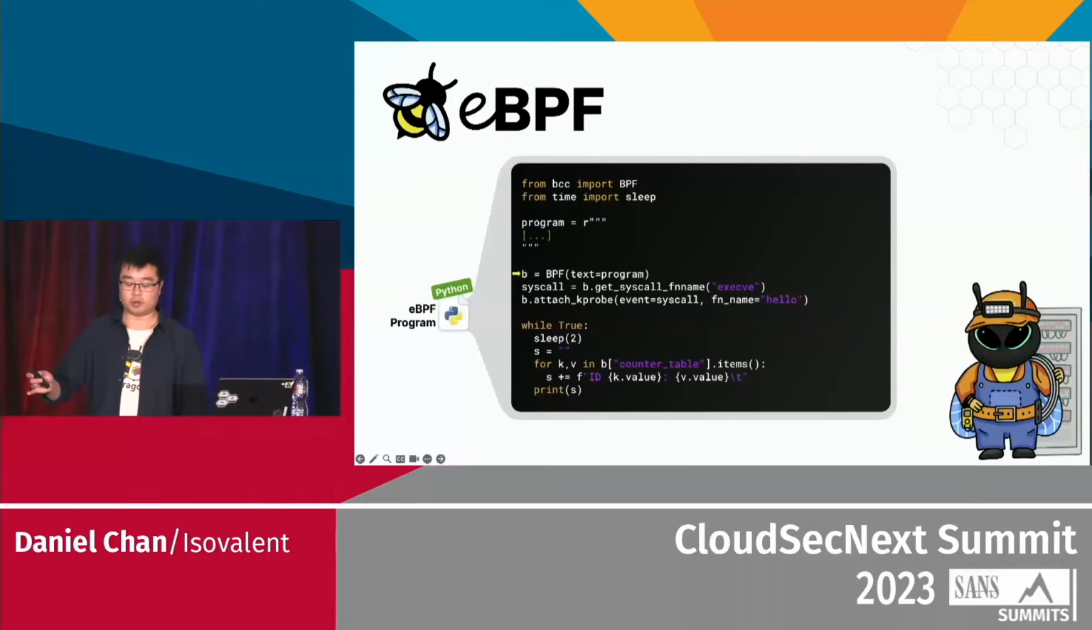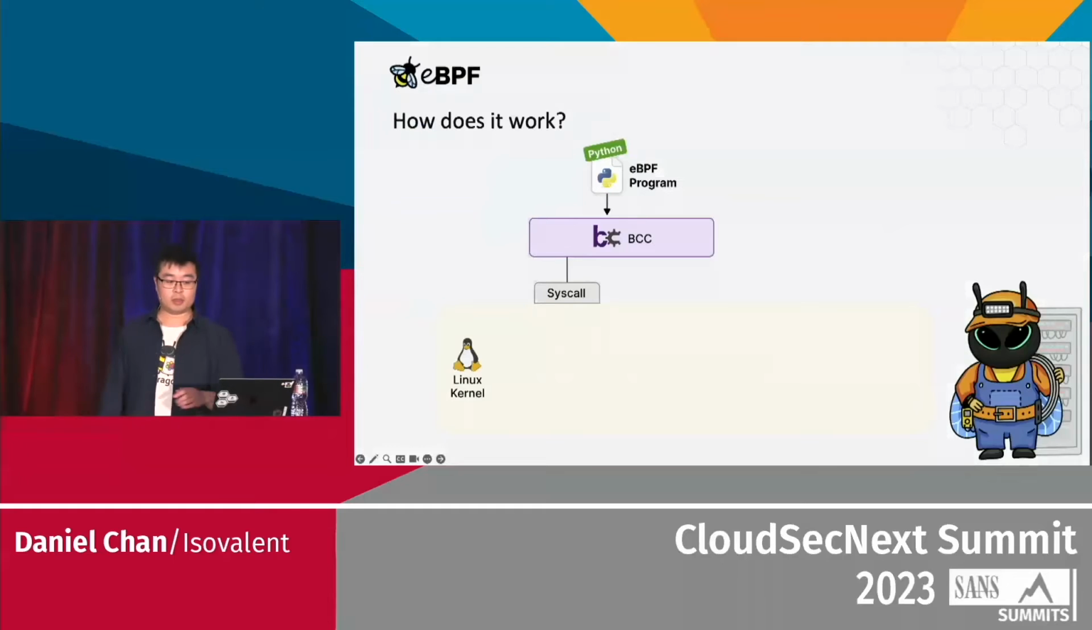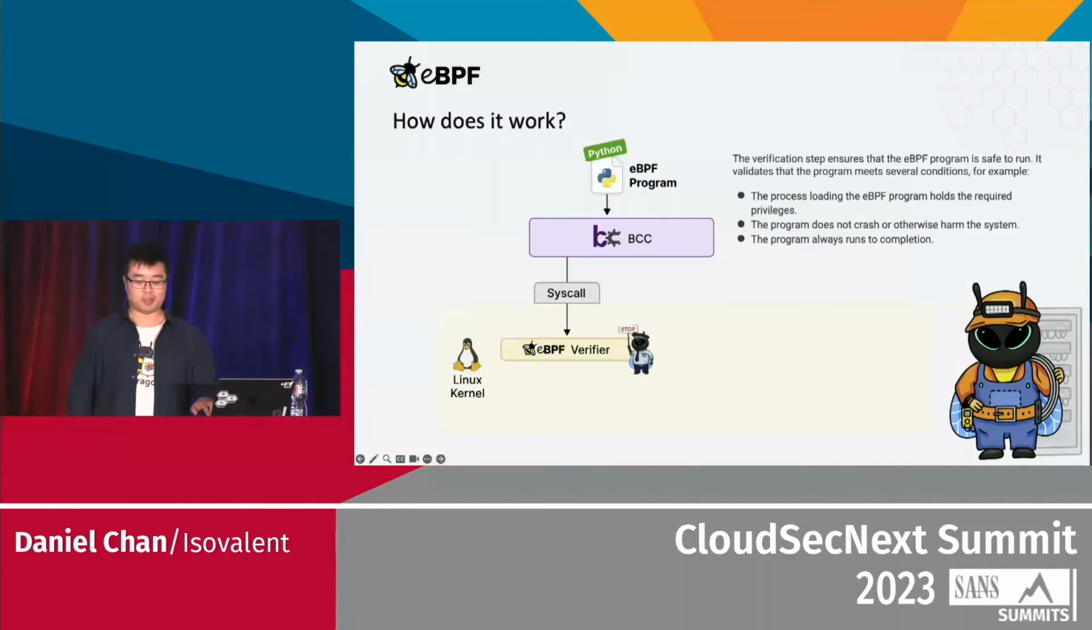Quick walkthrough: we'll instantiate a BPF object called b. We'll attach the C function we just wrote to the execve system call. Those are the two arguments right there. Then every 2 seconds, we'll read from the counter table map and print those values to the screen. Now that we have our function, how do we get it onto the kernel? All right, the first step is to pass through the eBPF verifier.